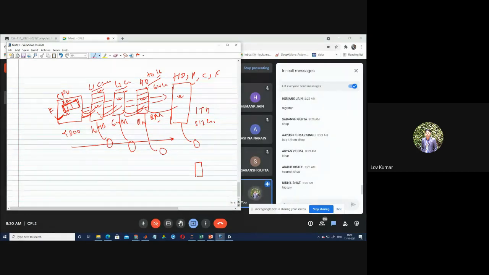The next day, it will come from the factory to the nearest place, or from the factory to the city. After that it will come from the city to the L2, then from the L1, then from the register. In a similar way, the computer is also working. Just you can see.